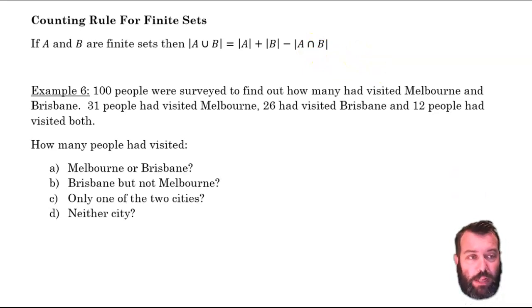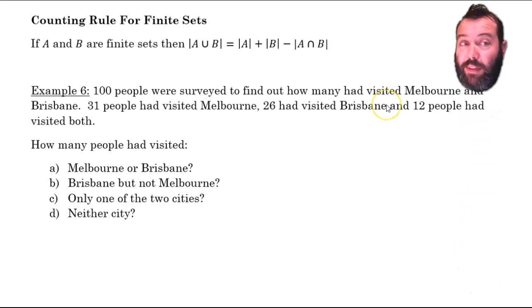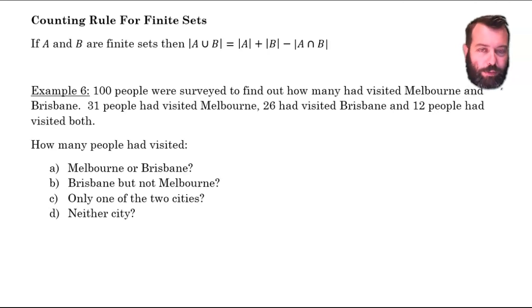So let's have a look at this example, and perhaps you've seen questions like this in a maths test somewhere along the lines before. So much fun. Let's say we've got 100 people that are surveyed, and we ask them, have you been to Melbourne and have you been to Brisbane? 31 people say, oh, I've been to Melbourne. 26 people say they've been to Brisbane. And 12 people say they've done both.